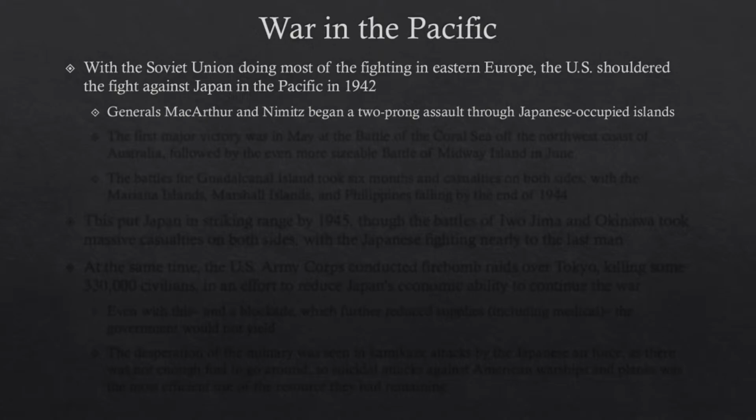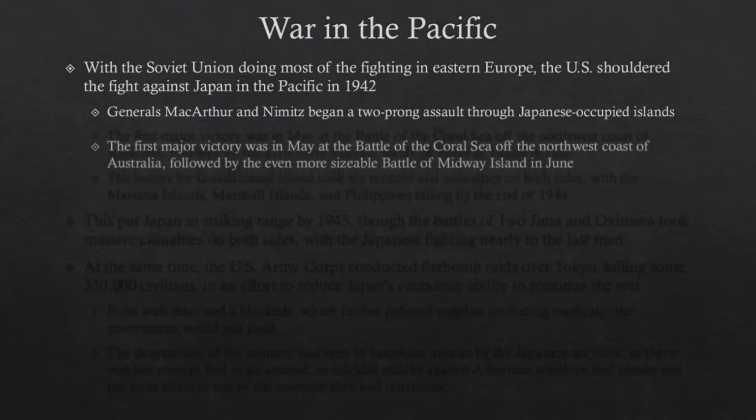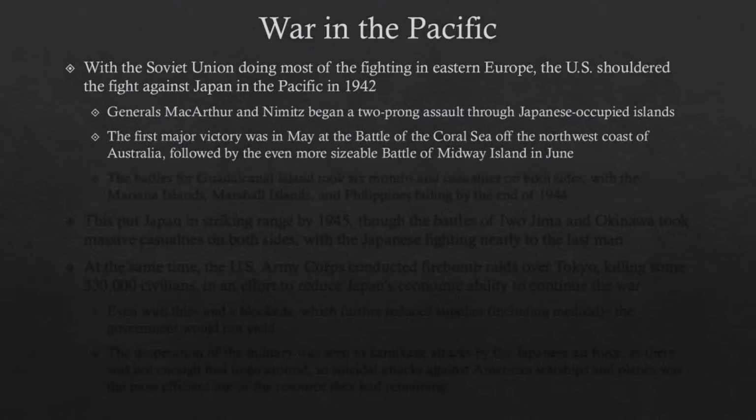So, General MacArthur and Nimitz led a two-pronged assault through Japanese-occupied islands. The Japanese had moved eastward quite a bit. This portion of the war is what took the longest. I mean, it took us forever to really get into Europe. We were fighting the Pacific for a long time.